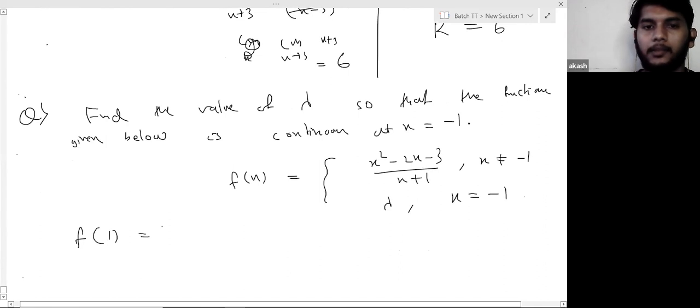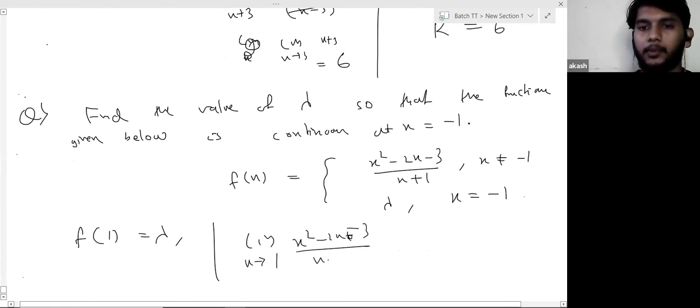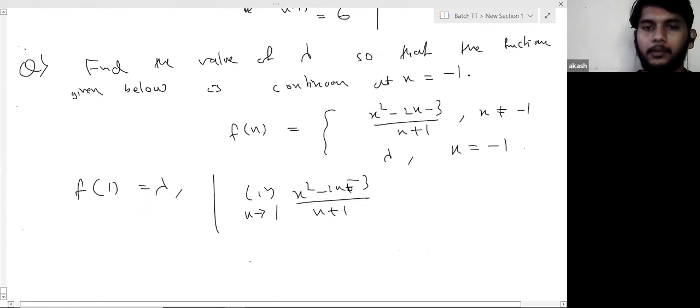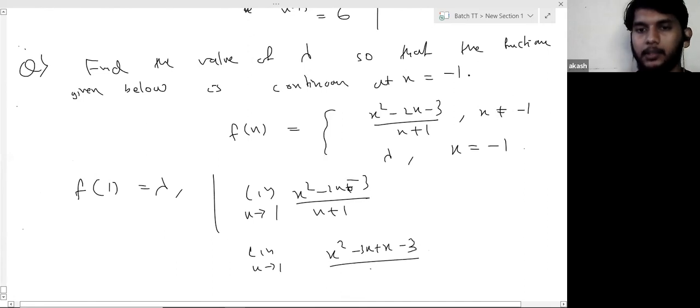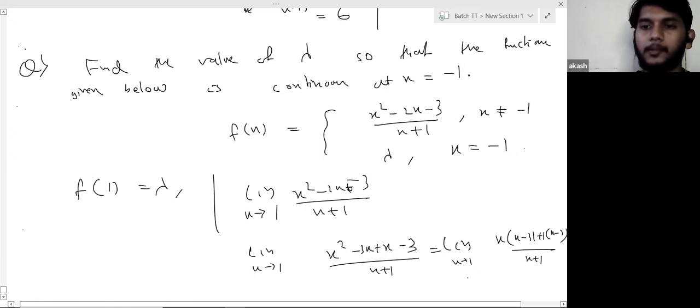Again, f of minus 1 is lambda, and limit x tending to minus 1, x square minus 2x minus 3 upon x plus 1. This is again factorization. So limit x square minus 3x plus x minus 3 upon x plus 1. So this is x common, x minus 3, plus 1 common, x minus 3, upon x plus 1. So limit x tending to minus 1, x plus 1 times x minus 3 upon x plus 1. This is cancelled. Direct substitution, the value is minus 4. So lambda you can easily get, minus 4.